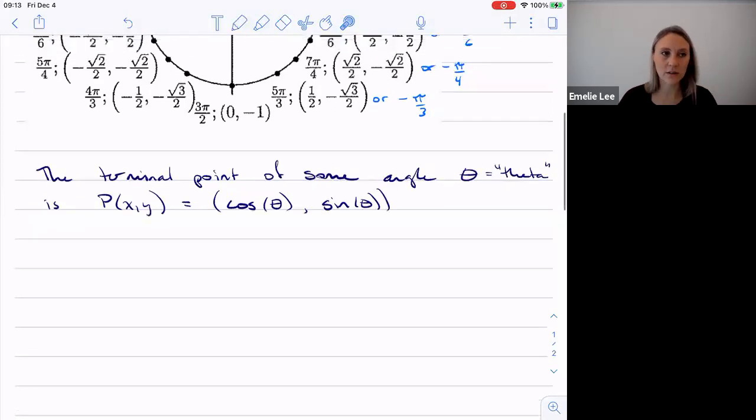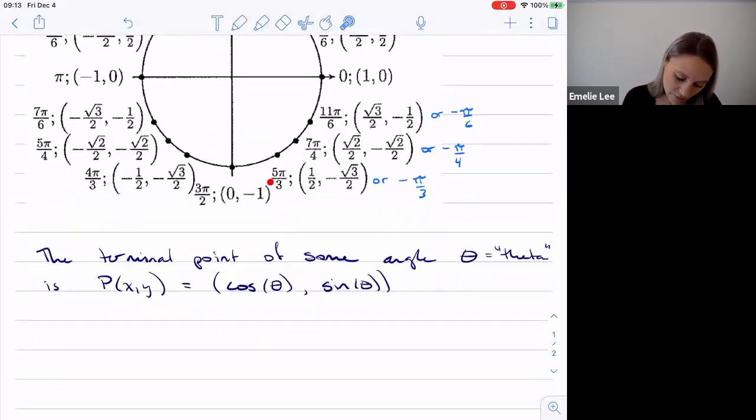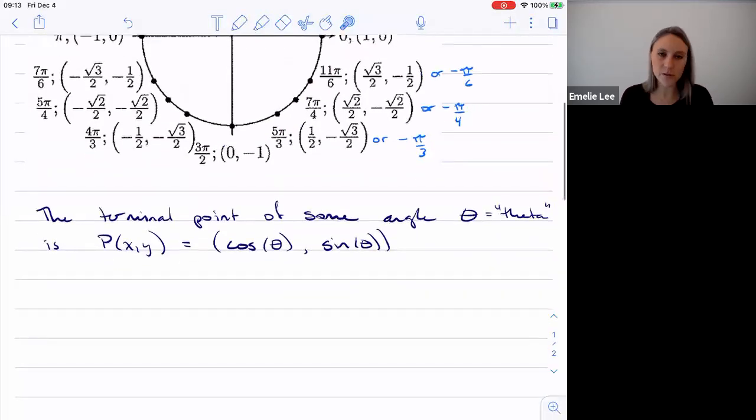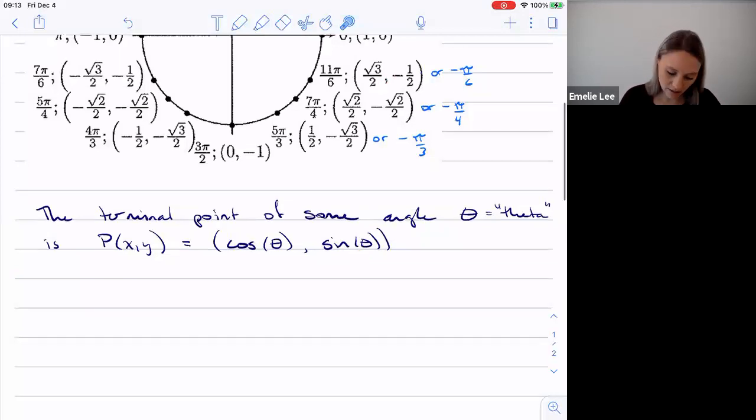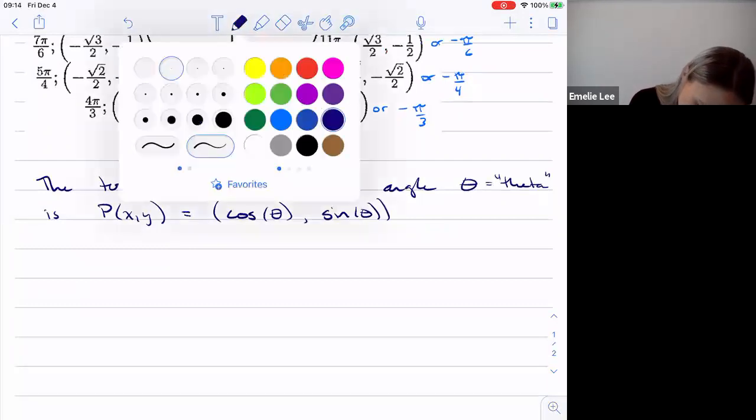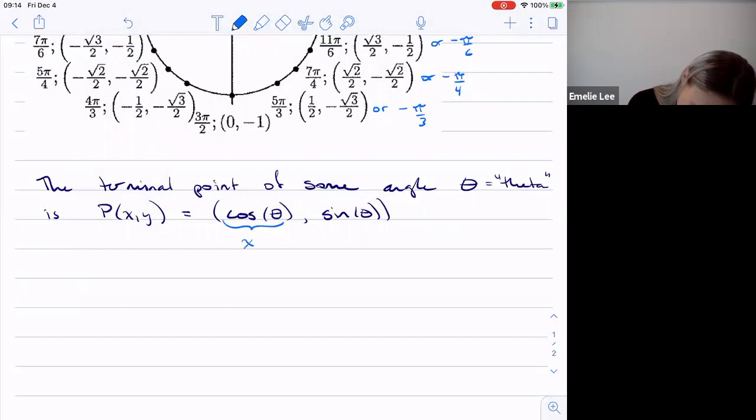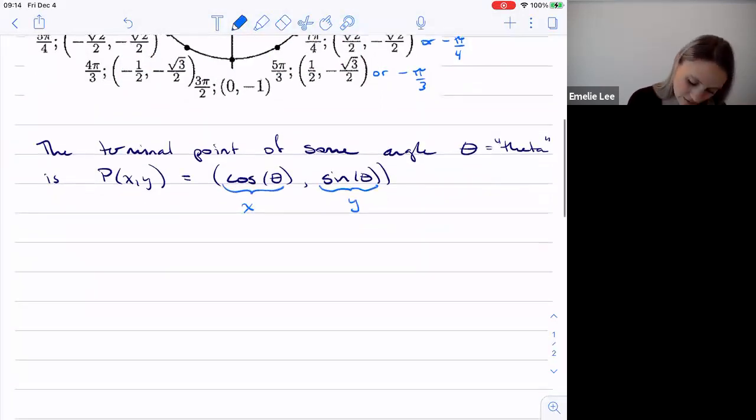So whatever the angle is, and notice that these values here, the 11 pi over 6, 7 pi over 4, etc., or negative pi over 6, negative pi over 4, and so on, those are all the angles, right? And then the terminal points are the ones that are given out here. So those are all the terminal points on the unit circle. Now, the x value is the cosine of that angle, and the y value is the sine of that angle. Okay? So now we can do stuff like this, and I'll even highlight here that this is the x and this is the y.